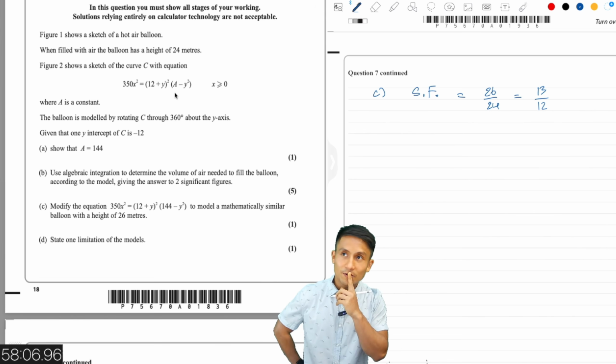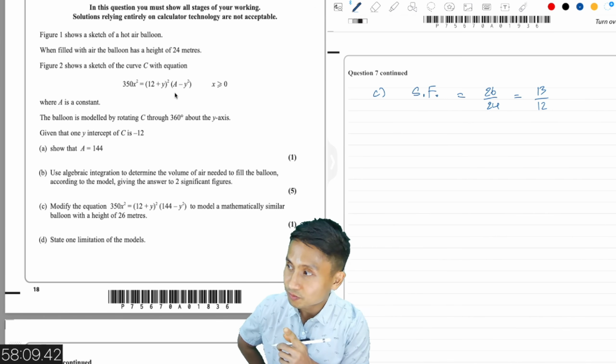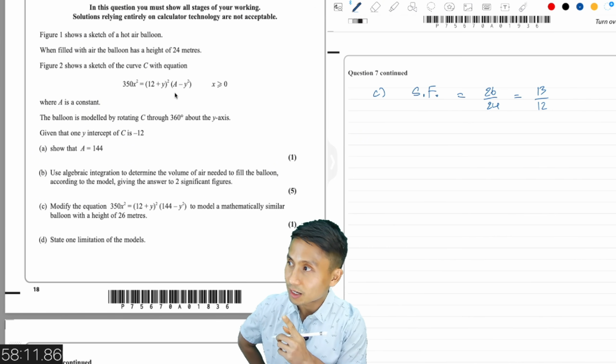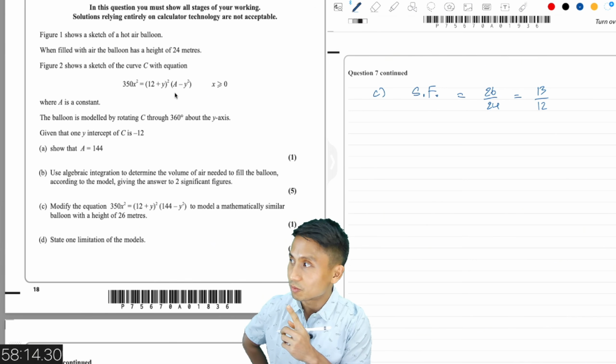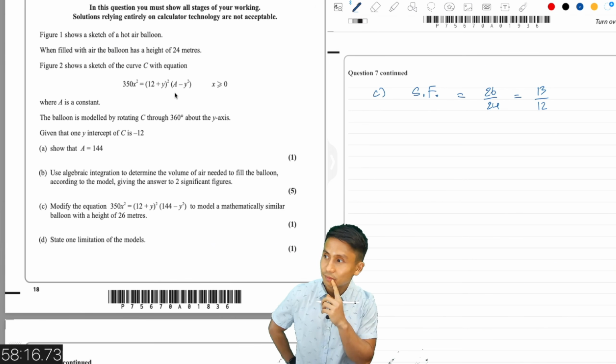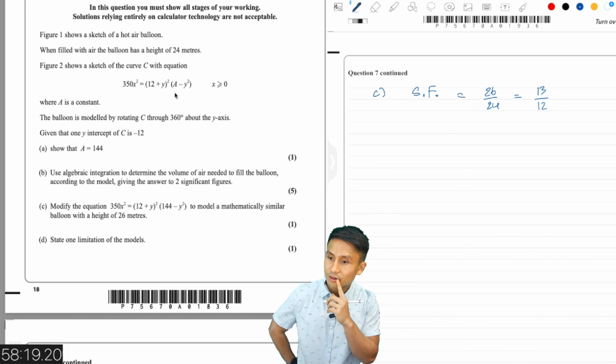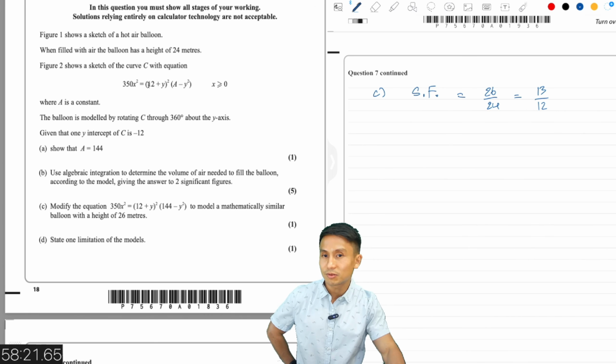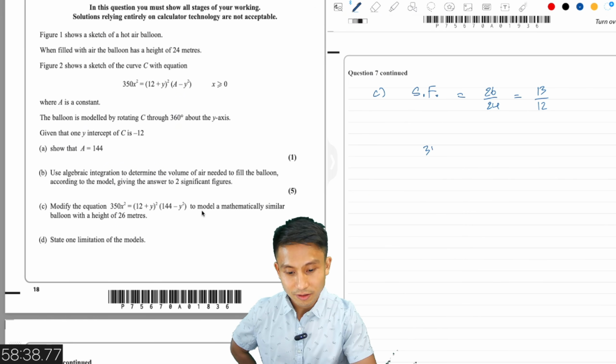Now, how does it change the volume? Okay, let me think about that. The way it would change the volume would be, if you only multiply this to this equation, you're only going to multiply the volume once. So you need to cube this thing, yeah, with a height of 26 meters. Yeah, so that would be 350 times x squared.